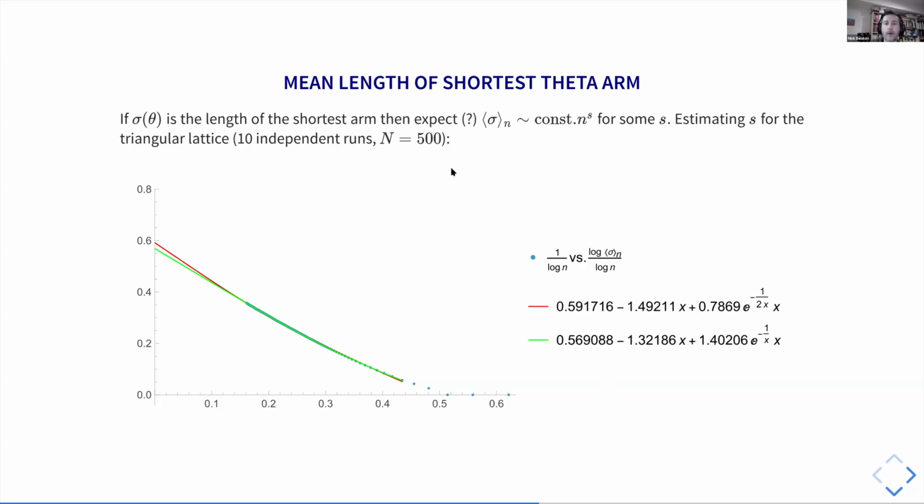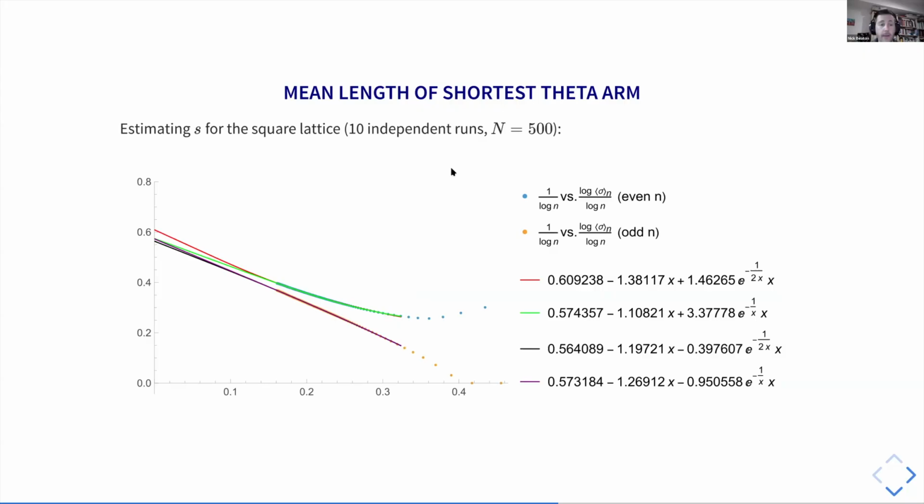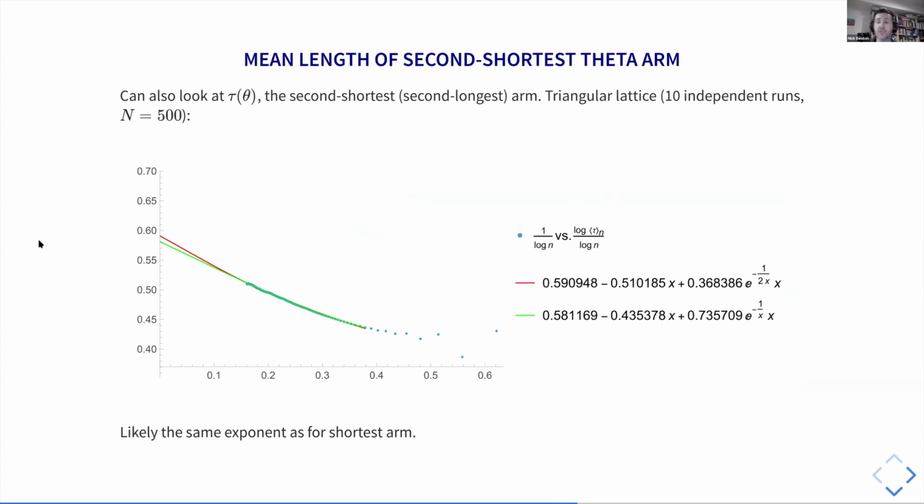We can do a similar sort of thing for the square lattice. And we're getting a similar sort of exponent out, somewhere about 0.57 or 0.58. We could also look at not the shortest arm, but the second shortest arm, or equivalently the second longest arm. And what do we get? We get probably the same exponent.